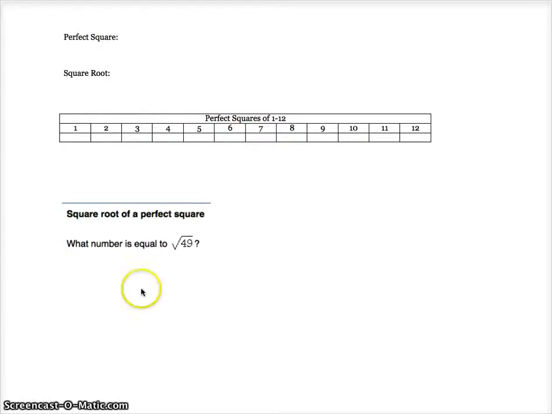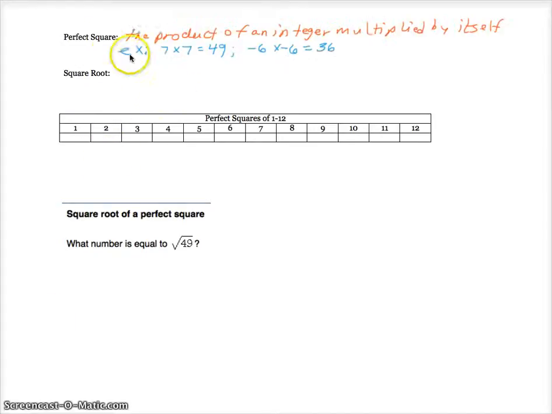So before we find the square root of a perfect square, we need to first discuss what a perfect square is. A perfect square happens when you multiply an integer times itself and you get a product out of that. So let's look at the definition. The definition of a perfect square is the product of an integer multiplied by itself.